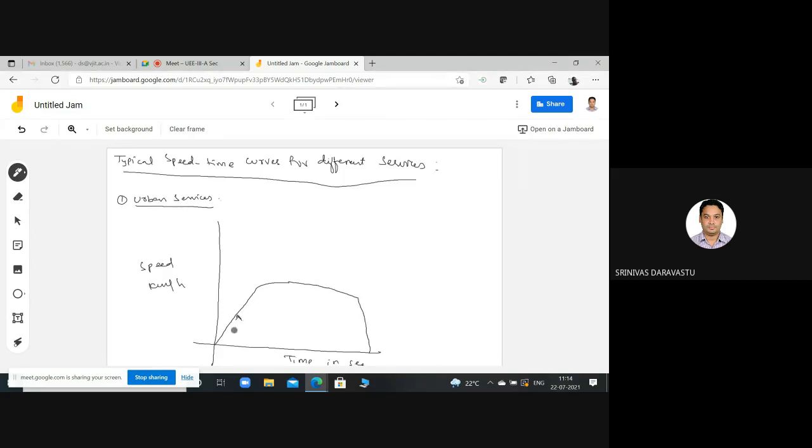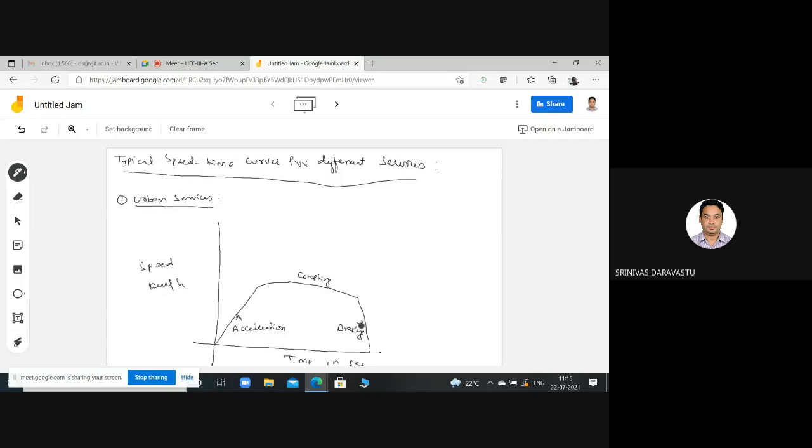So this is the acceleration period, and this is the coasting period, and this one is braking period. Okay, there is no free running period for urban and suburban services. It's a very important question. There is no free running period for urban and suburban services.